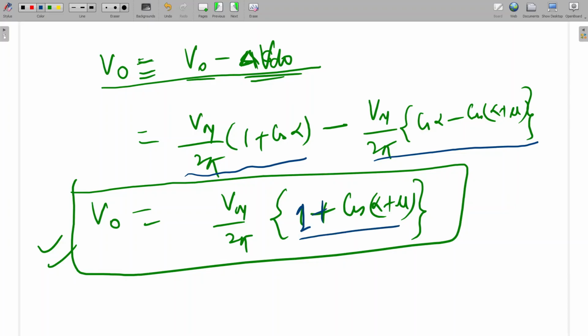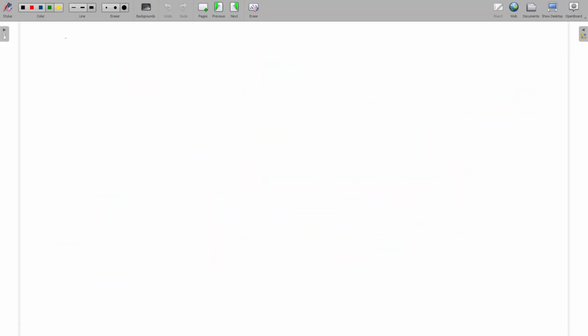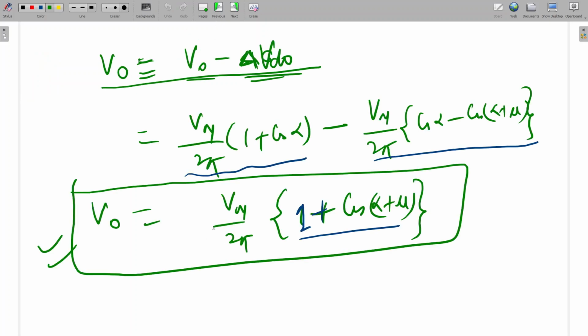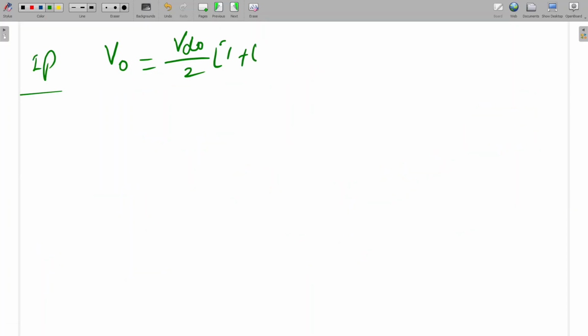Now I am going to write the summary for all the converters, one by one. So two equations we have to memorize. V naught for this one pulse will be VD0 by 2, 1 plus cos alpha plus mu. For this one only it will be different. Other ones are 2 pulse, 3 pulse and 6 pulse.